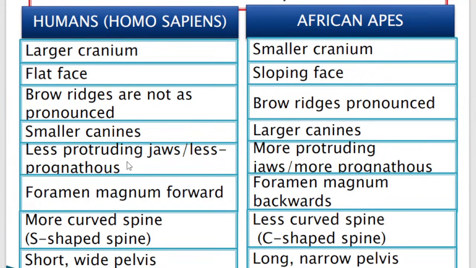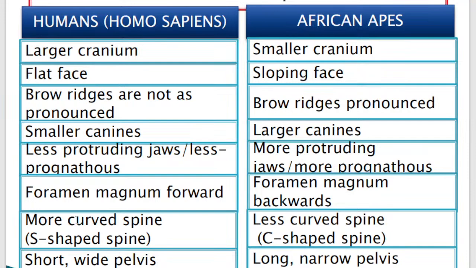Look, we have to change this. Don't say less prognathous. Is it less protruding jaws? Yes, the jaws are not protruding out. But don't say less prognathous. You have to change this. You say it's not prognathous. Or you can say less protruding jaws. That one is acceptable, but don't say less prognathous. Say not prognathous. And then when you come here, say more protruding jaws, or you can say it is prognathous. So when you're using protruding jaws, even this side you must use protruding jaws. If you're using less prognathous, even the other side you must use less prognathous.